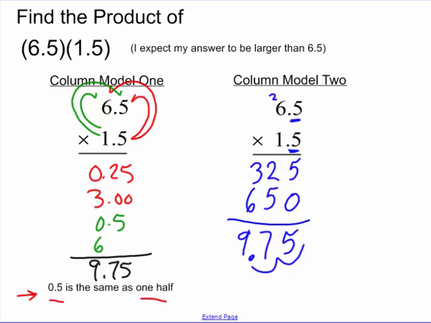And again, I'll remind you that if you look at these two here and these two here, they make up the parts. So the parts of column model 1 show up in column model number 2. So again, column model number 2 is mostly for when you're really, really comfortable with what's going on. So not a place to start, but maybe a place to finish.